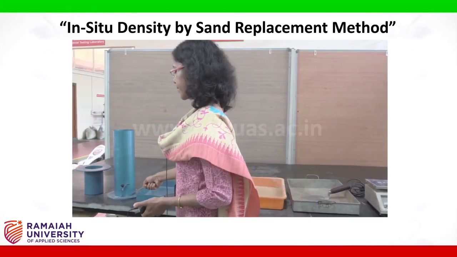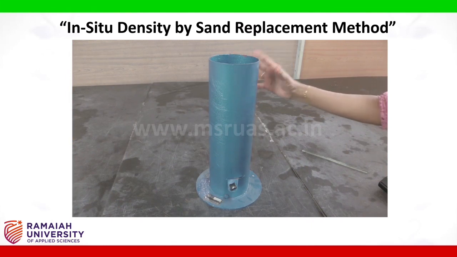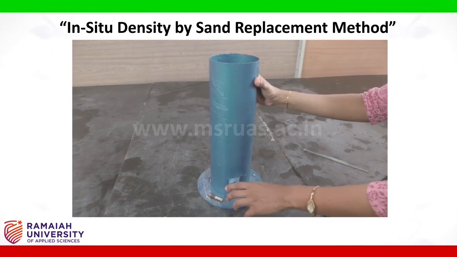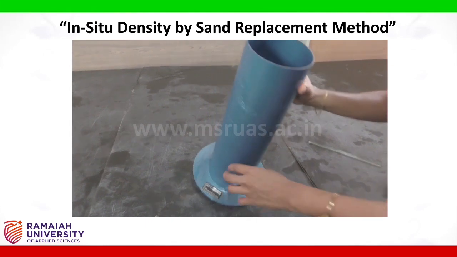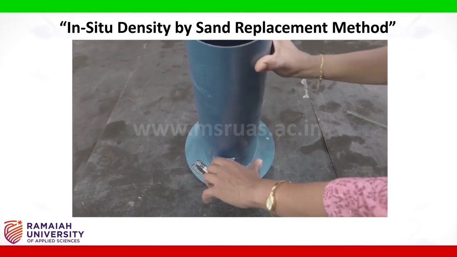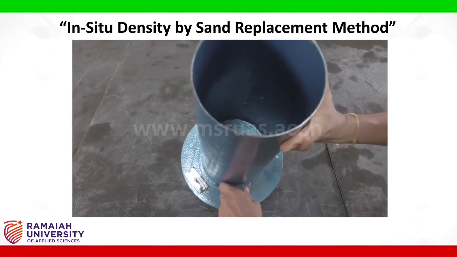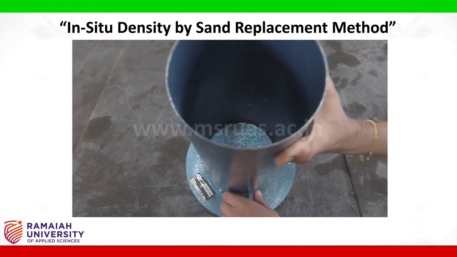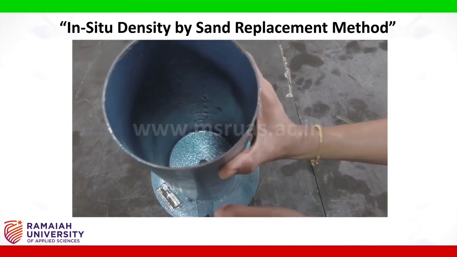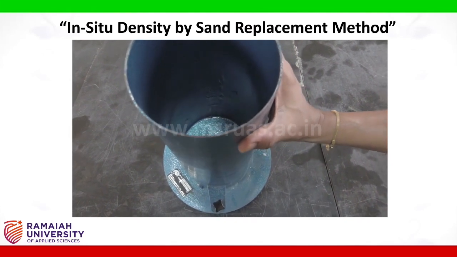A sand pouring cylinder, which is used to fill the hole in the field with calibrated sand. It consists of a lever and a small hole inside. This hole can be opened and closed by operating the lever. This hole will help the sand to fall into the hole which is excavated in the field.